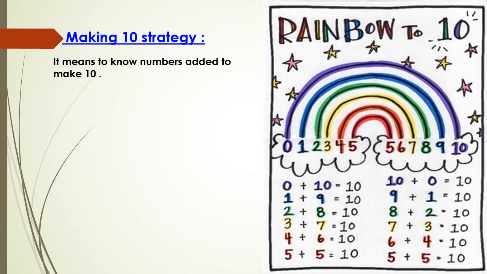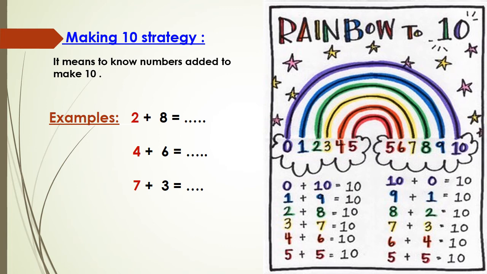Like 0 plus 10 equals 10, 1 plus 9 equals 10, 2 plus 8 equals 10, 3 plus 7 equals 10, 4 plus 6 equals 10, 5 plus 5 equals 10. Here we have 2 plus 8. Yeah, they are on the same line. 2 plus 8 equals 10. 4 plus 6 equals 10 also. 7 plus 3 equals 10.